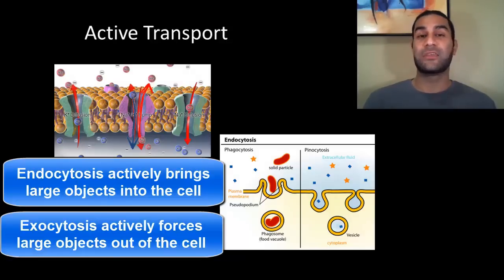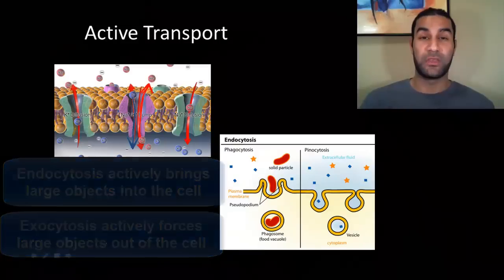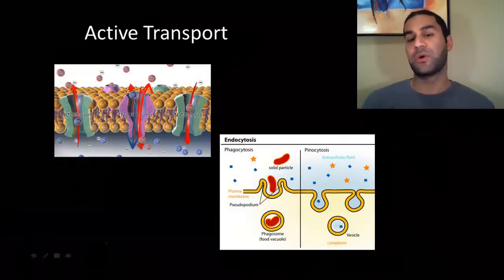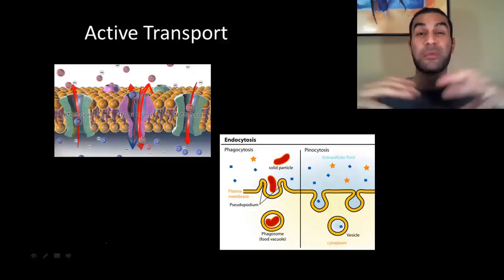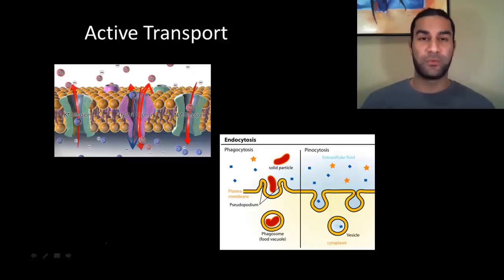So exo and endocytosis are both examples of active transport. They both require energy because you're forcing molecules that are way too big to go through the membrane one way or the other. So passive transport requires no energy. Active transport definitely requires energy. Whether it's a pump like what you saw with the sodium potassium thing, or larger molecules being brought in or brought out by manipulating the cell membrane in a way you saw here.